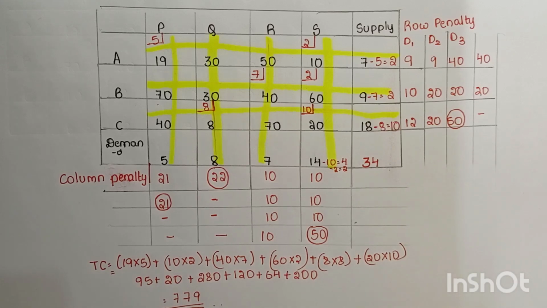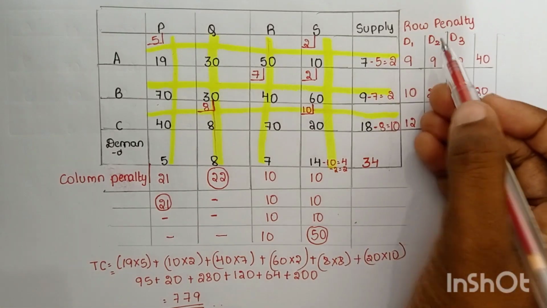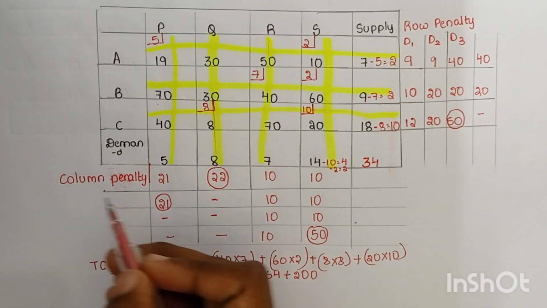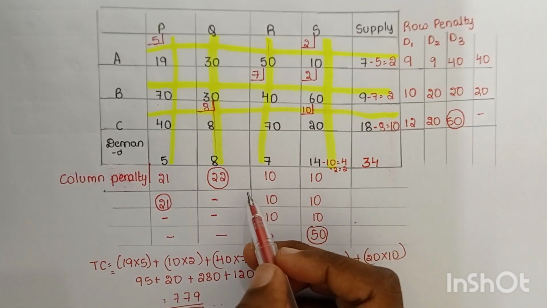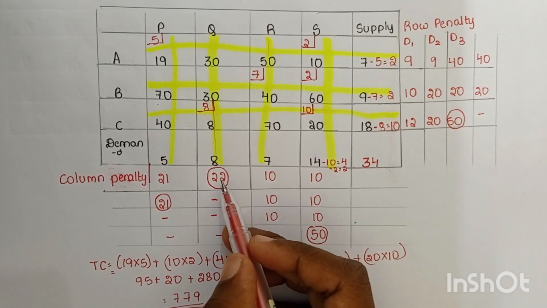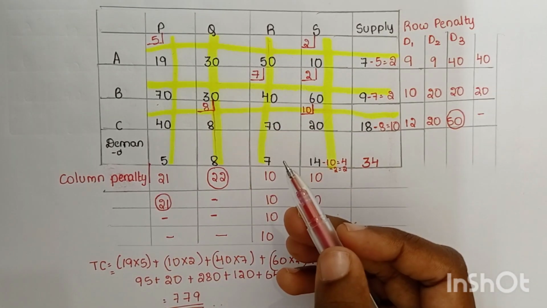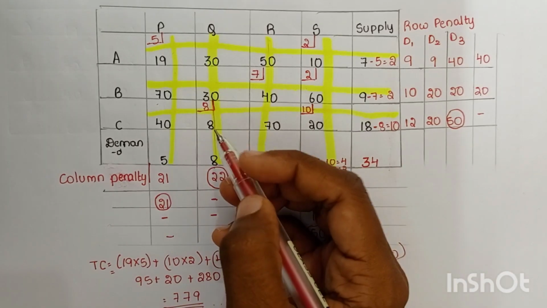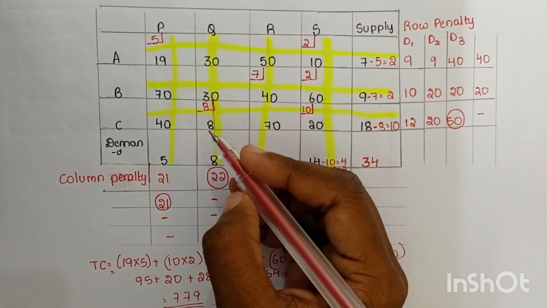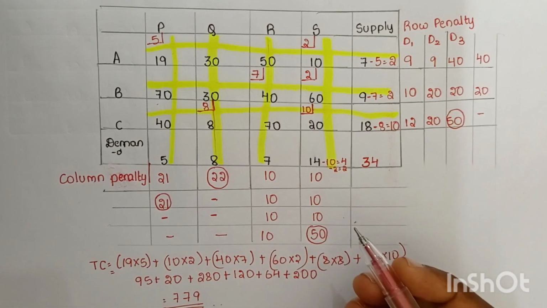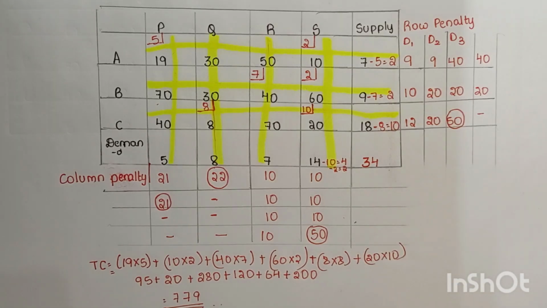Okay, so Vogel's approximation method is nothing but you have to identify the row penalty and column penalty, and considering those values you have to select the highest value. After selecting the highest value, you have to select that particular row or column, and in that row or column you have to identify the least value, and then you have to start the allocation. This is the process which you have to do until the allocation is complete.